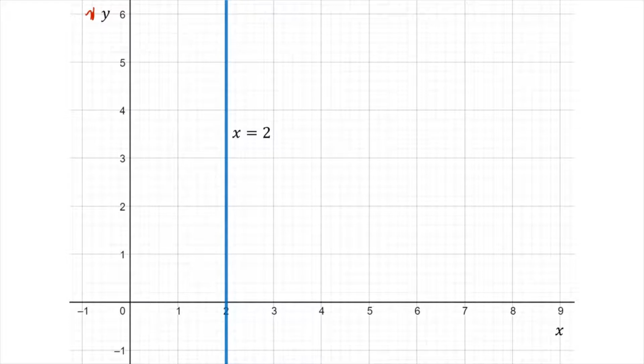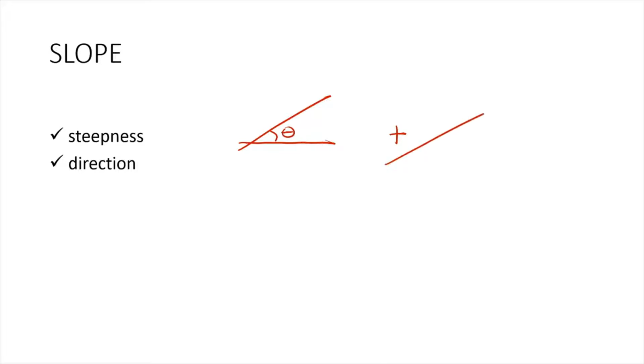So before we talk about non-vertical and non-horizontal lines, let's first talk about slopes. The slope describes the steepness of the line, meaning it describes how a line deviates from the horizontal, or how a line angles away from the horizontal. It also describes the direction of the line. If the value of the slope is positive, then the line goes upward as it goes from left to right. If the value is negative, then the line goes downward as it goes from left to right.